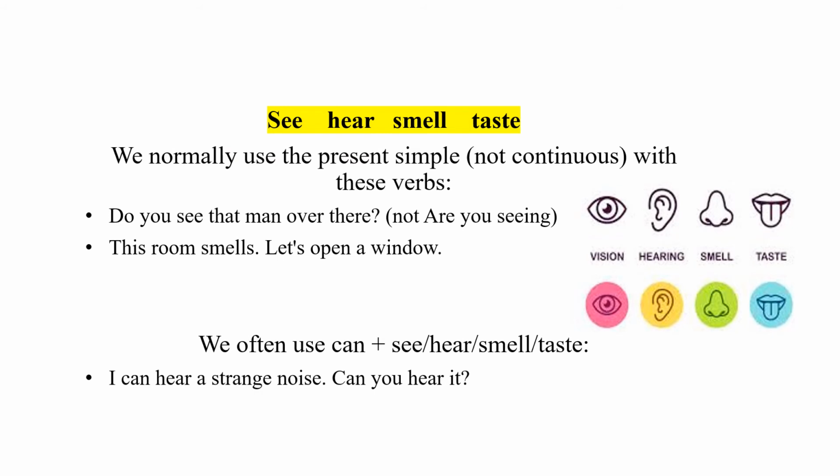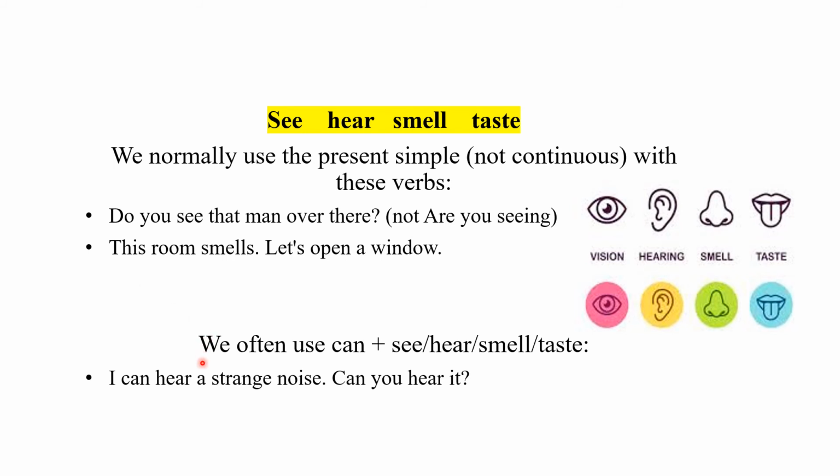Similarly, the present simple tense can be used when we talk about verbs that indicate any sense like see, hear, smell, and taste. For these verbs, we use the present simple tense and not the present continuous tense. For example, we can ask someone, do you see that man over there? But we cannot ask, are you seeing that man over there? Similarly, we can say, this room smells, let's open a window. So we have used the present simple tense here.